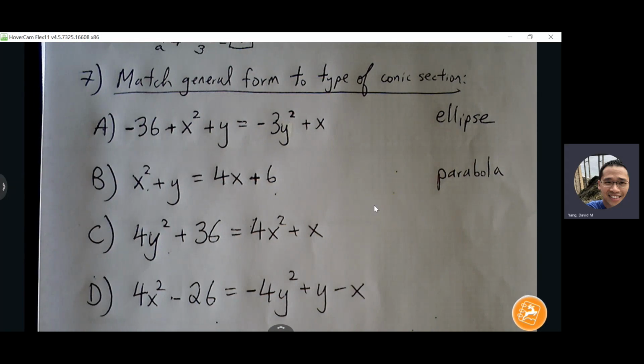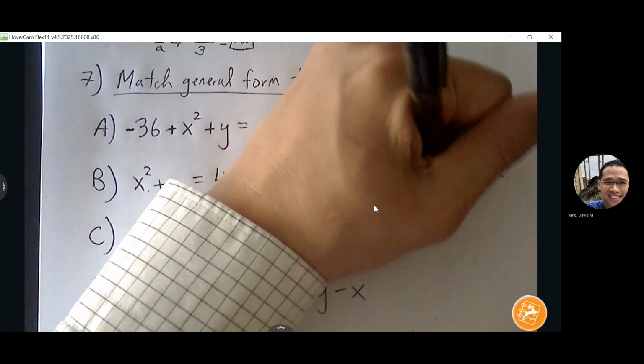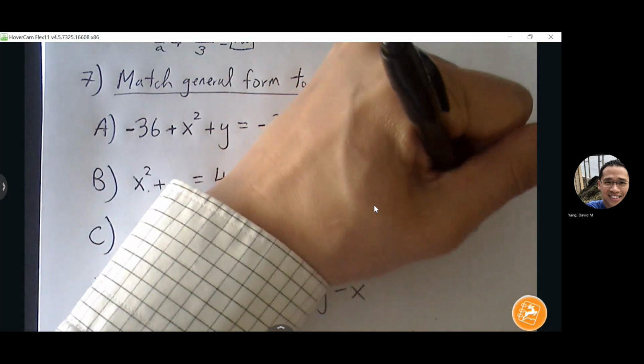What about C? Hyperbola. The tricky thing is that the 4s, they throw you off and think that maybe it's a circle, but once you get them on the same side of the equation, it's a 4y squared minus 4x squared. As long as the x squared and y squared are opposite signs, it doesn't matter what the coefficient is, it's always going to be a hyperbola.